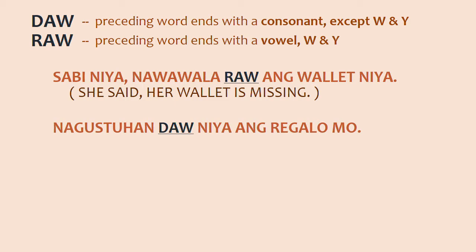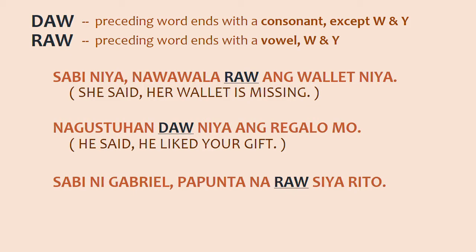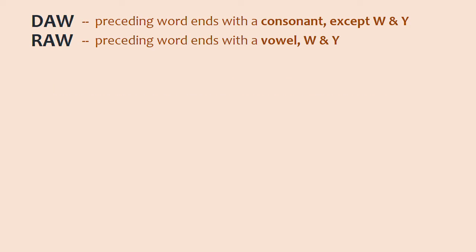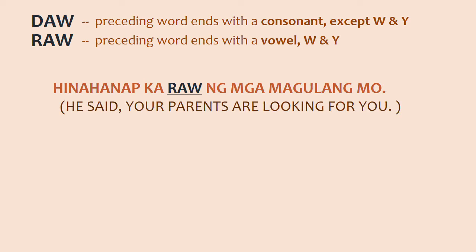Okay, isa pang halimbawa. Nagustuhan daw niya ang regalo mo. He said he liked your gift. So here, we use daw because the preceding word nagustuhan ends with a consonant. Sabi ni Gabriel, papunta na raw siya rito. Gabriel said he is already on his way here. Another one. Hinahanap ka raw ng mga magulang mo. He said your parents are looking for you.